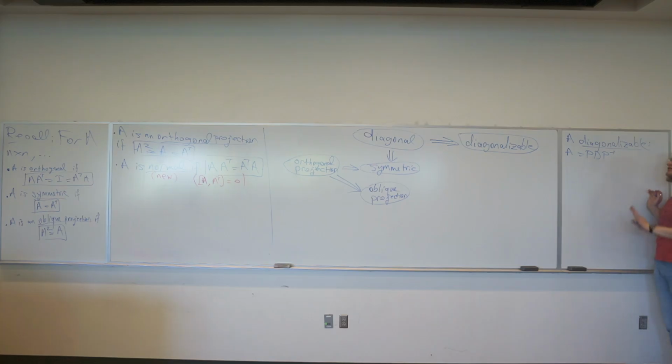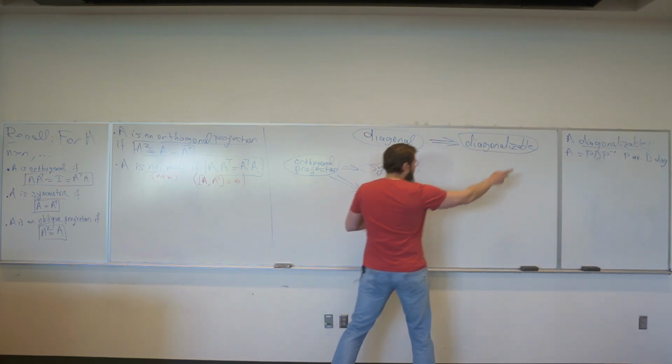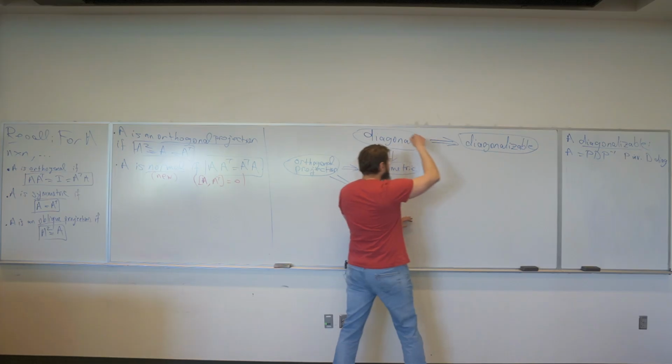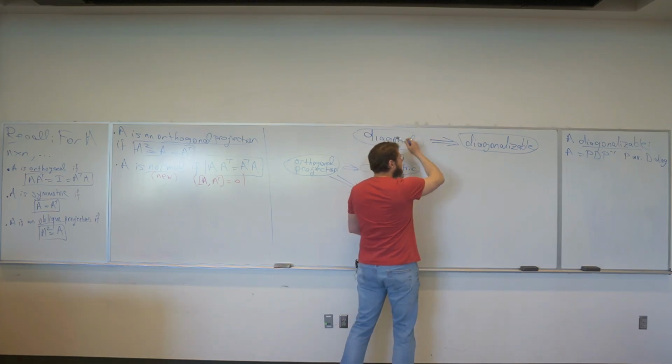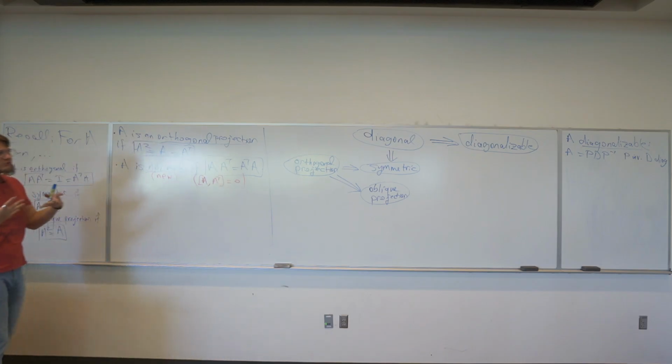At this point, I'm not requiring that P be orthogonal. Okay? P could be an arbitrary invertible matrix. This is just the inverse. Now, I want to give an example of a matrix that is diagonalizable but not diagonal. So this doesn't work the other way around. You really need a new phrase, is what I'm trying to say.